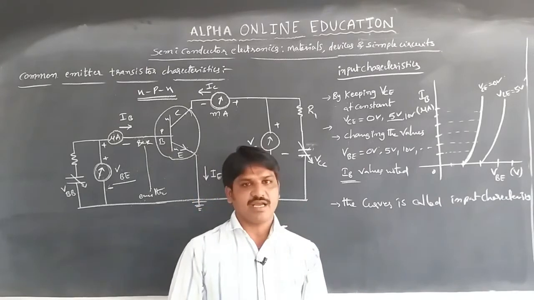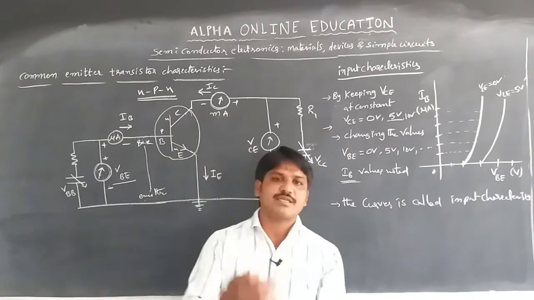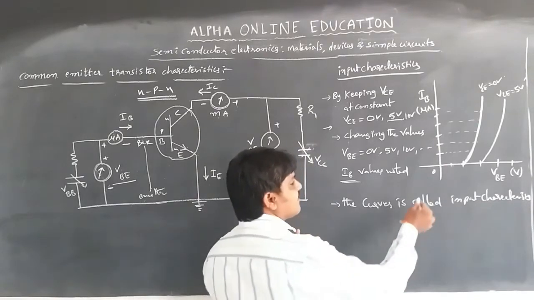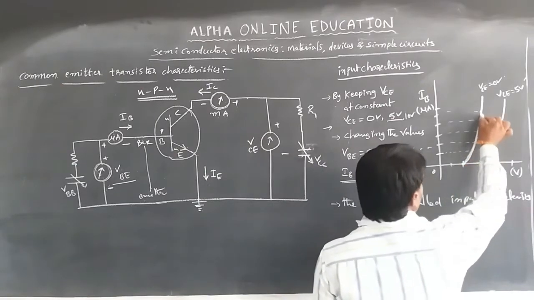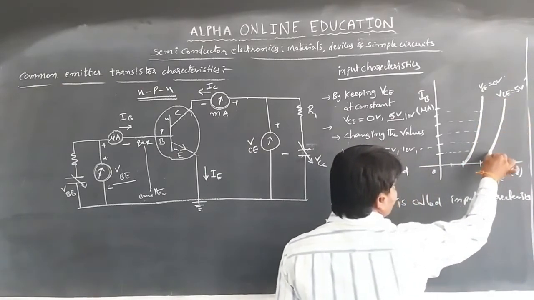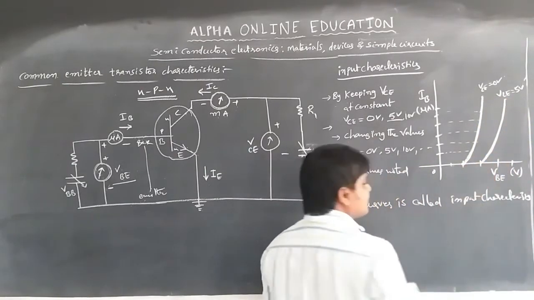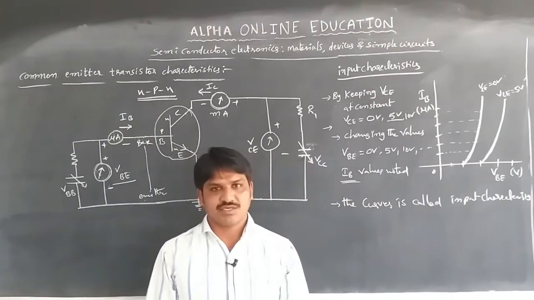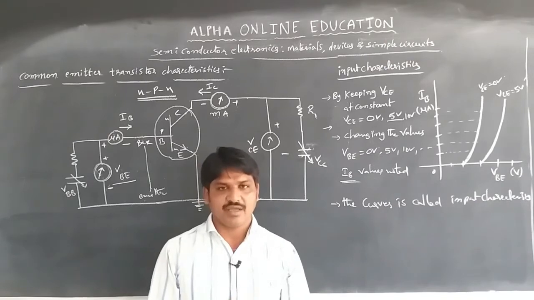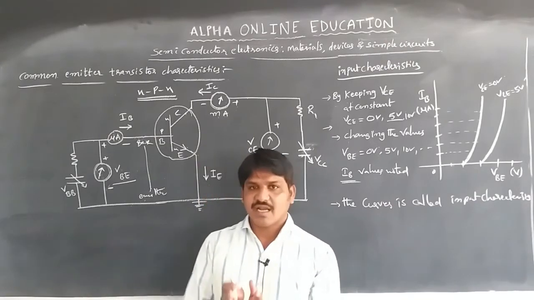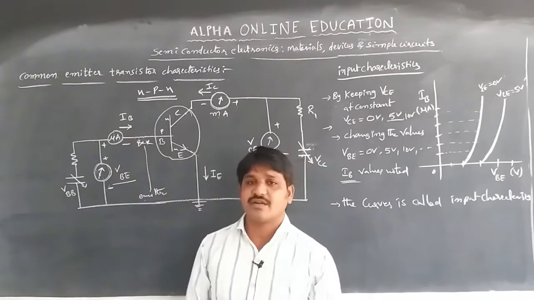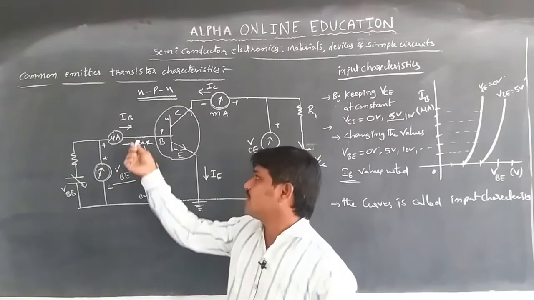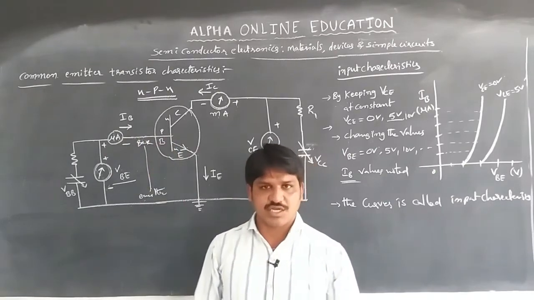For another value we fix that, and again the process is repeated, so that the values can be noted, and the curves are formed. These curves are called the input characteristics of a transistor. By connecting this, a small amount of base current is formed and flows in the circuit.